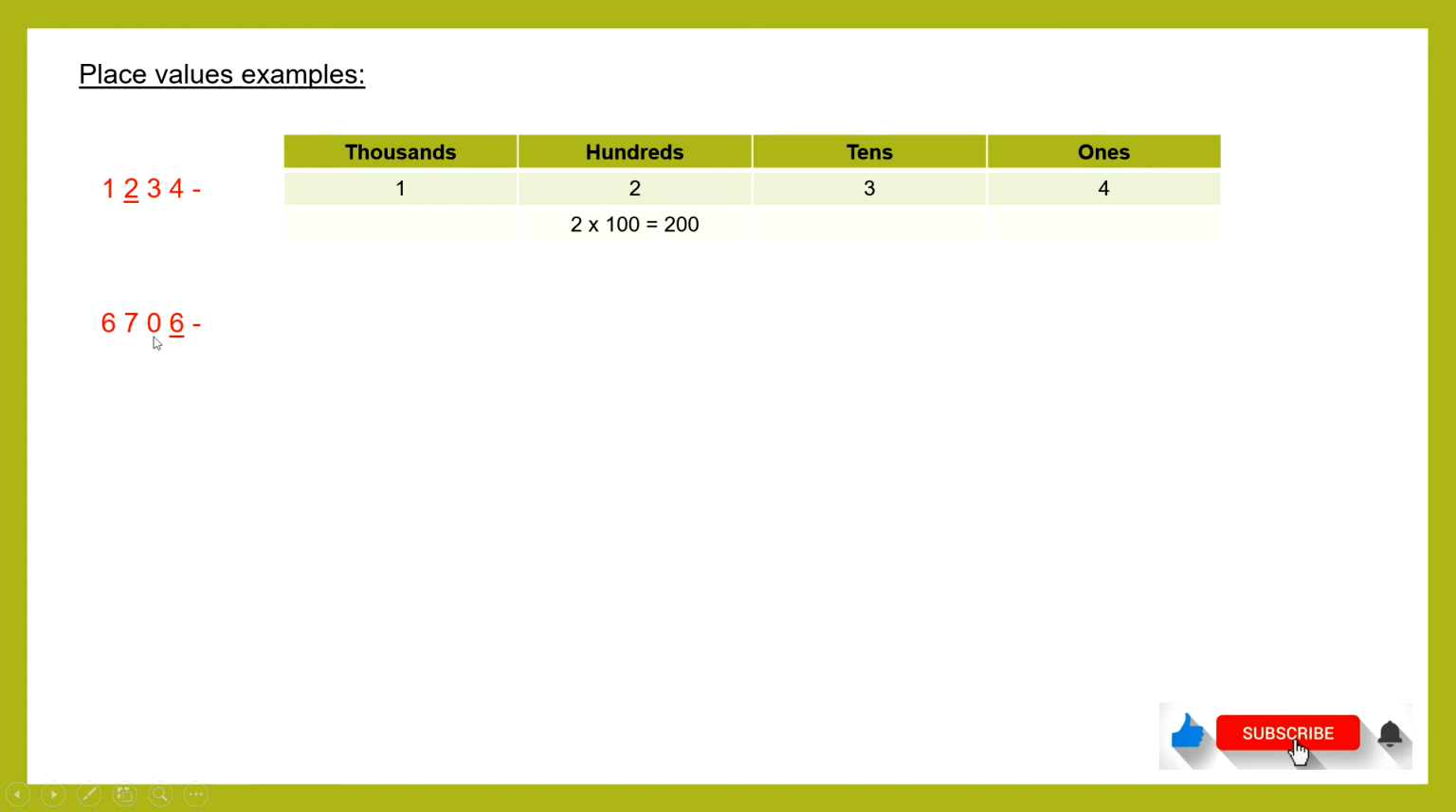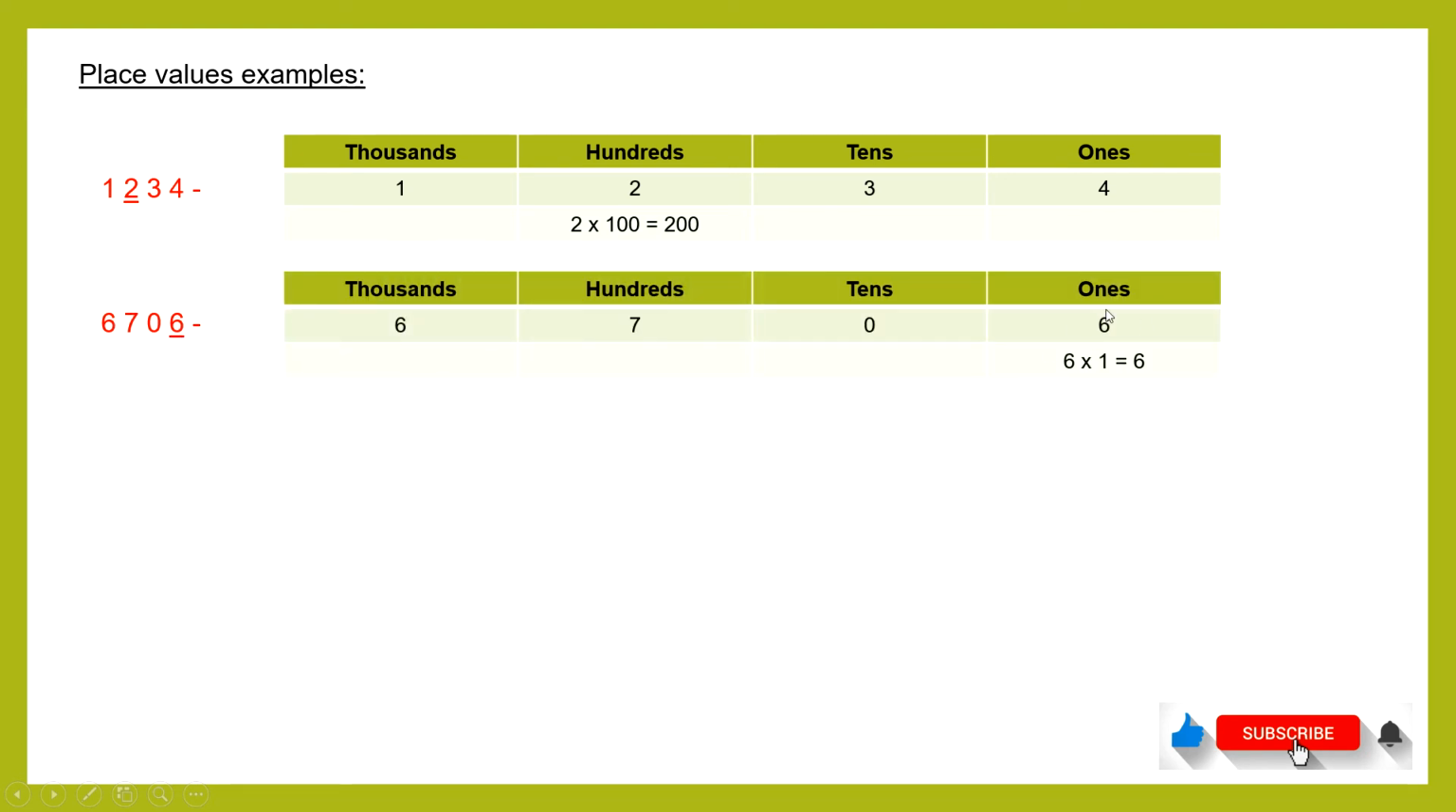But we have few more examples to practice. Here we have 6, and this 6 is at ones place. We start place value from right side: ones, tens, hundreds, thousands. So this 6 is at ones place, so the place value of 6 is 6.